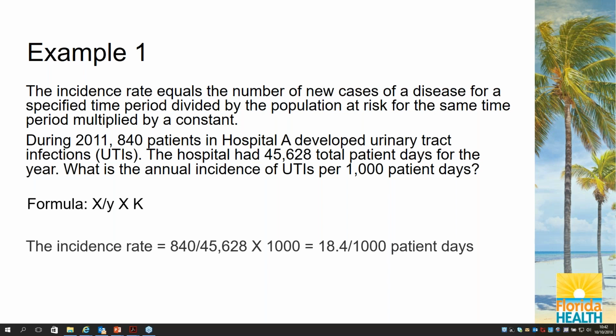That means that you guys are understanding how this concept is working, which is awesome. So I feel I don't need to go over this one. Everyone got it correct. But it's pretty much described here that the incidence rate is going to be 840, which is your patients, divided by 45,628, which are the total patient days for the year, times the annual incidence per 1,000 patient days, and 1,000 is going to be our constant. So there we go. Very good.